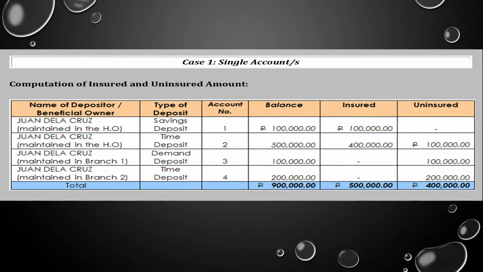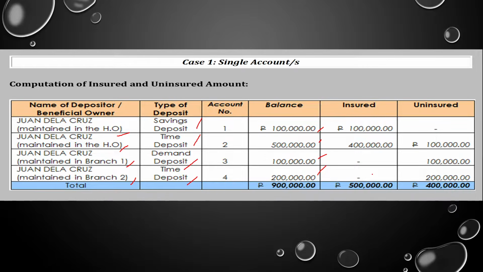For example, here, in case of single accounts, let's compute the insured and uninsured amount. Let's say the depositor here is Juan de la Cruz, and he has an account maintained in the home office, and he also has another account in home office, savings deposit, and a time deposit. And Juan de la Cruz maintained in branch 1 a demand deposit account. Juan de la Cruz maintained in branch 2 a time deposit account. So these are the balances under those banks. Question: how much is the uninsured amount?